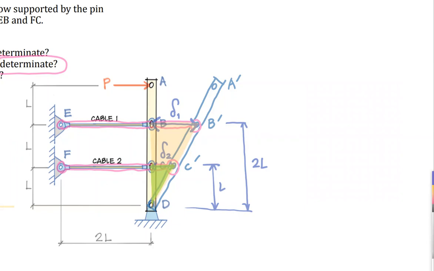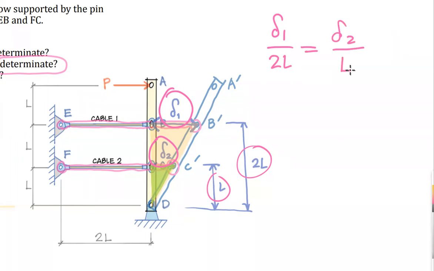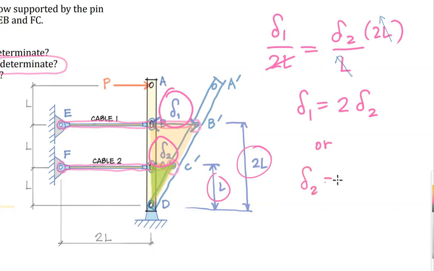Okay, so let's do our similar triangles. I'm going to look at the big yellow triangle first and say delta 1 is to 2L, and then look at the green triangle as delta 2 is to L. Delta 1 is to 2L as delta 2 is to L. Multiply this by 2L, do some cancellation, and we can set up a relationship. Delta 1 equals twice delta 2, or delta 2 equals half delta 1. Does that make sense by looking at the picture? Does delta 1 look to be twice delta 2? Yep, it sure does. So that makes good sense.